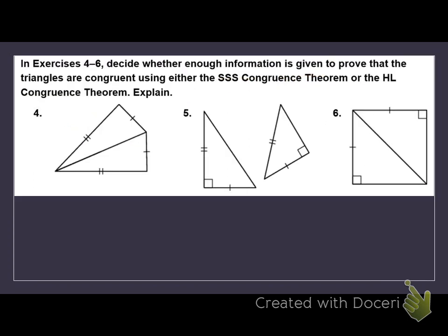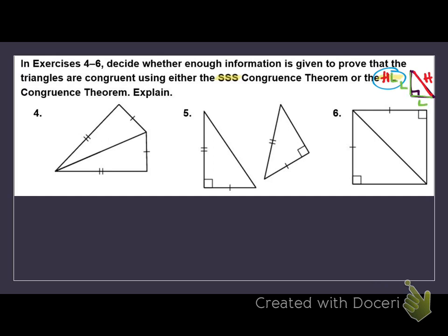This next section, we are deciding if they're congruent by side, side, side, or hypotenuse leg. Hypotenuse leg only works for what kind of triangles? Right triangles. And where's the hypotenuse always located? Across from the right angle. Good. And then the leg is just one of the remaining sides. So this is a leg, but also this is a leg, just for you to know.